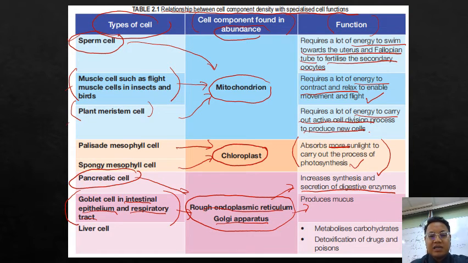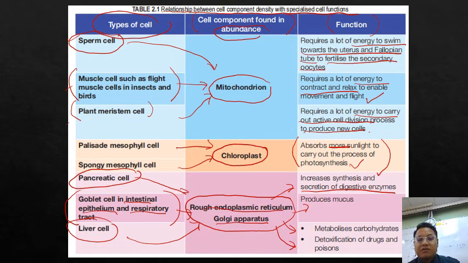and lastly is liver cell. Liver cells also have a lot of rough endoplasmic reticulum and Golgi apparatus. The function is to metabolize carbohydrate and also detoxification of drugs and also poisons.